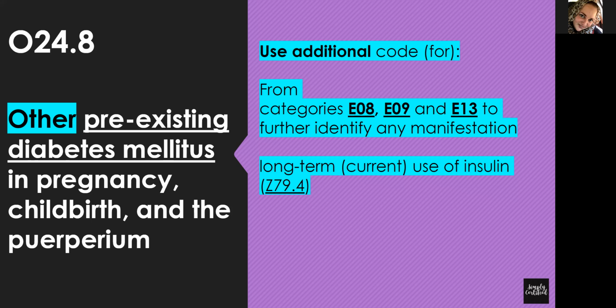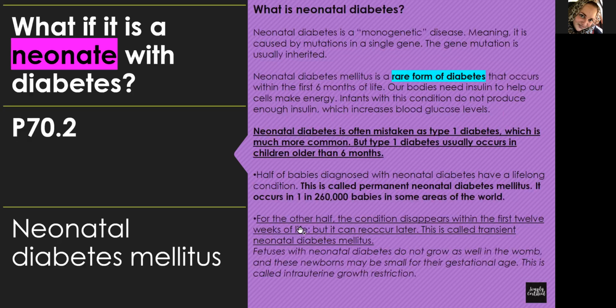Don't forget to code your diabetes. But if you notice, they don't put E10 and E11 here because this is an other code. So it would be your underlying diabetes, your secondary diabetes, and everything else that doesn't fit into type 1 or type 2.